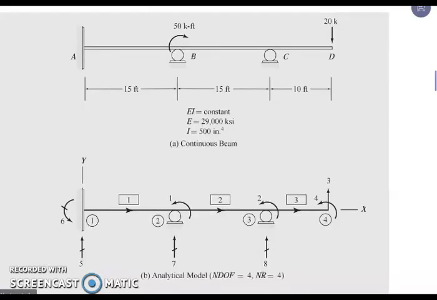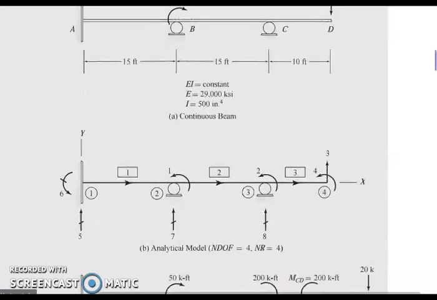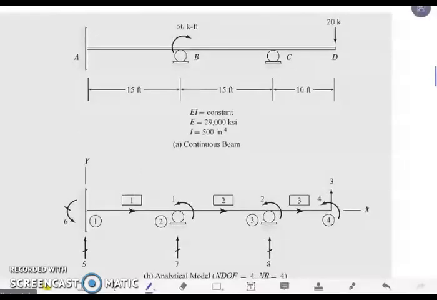We have a force, a rotation, we have a bending moment of 50 kip-feet, and we have a vertical force at point D, which is 20 kips. Now we're going to identify our degrees of freedom. So we have identified here member 1, member 2, member 3. You have to take note that this is our joint 1, then we have our joint 2, then our joint 3 and joint 4.